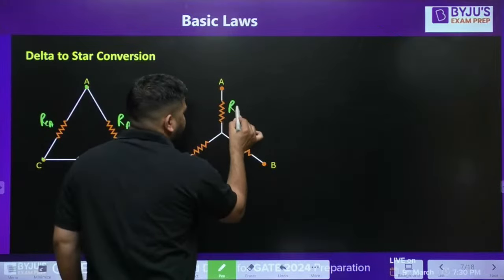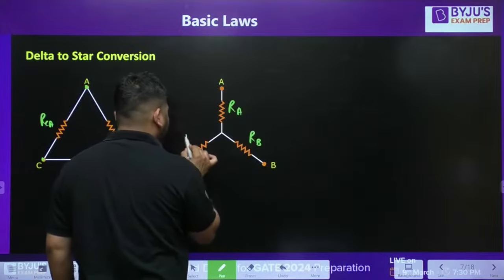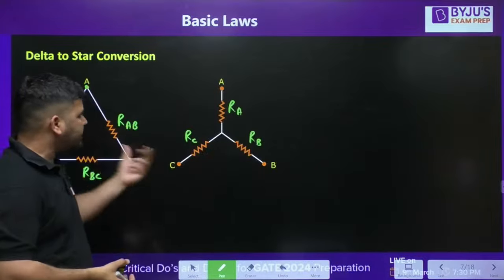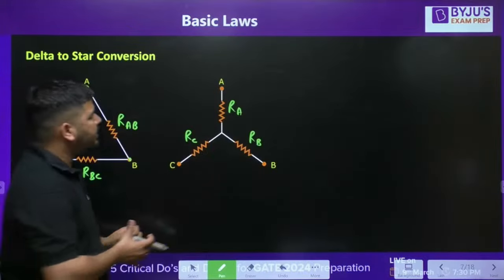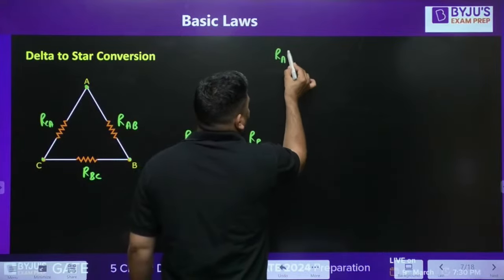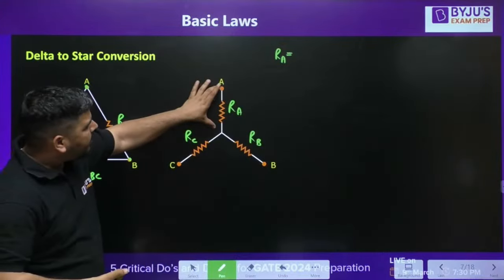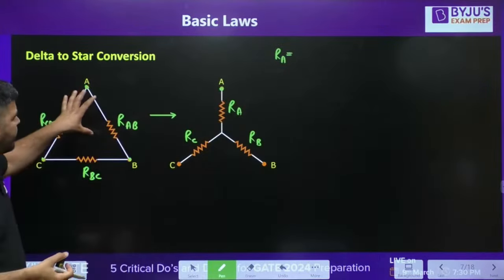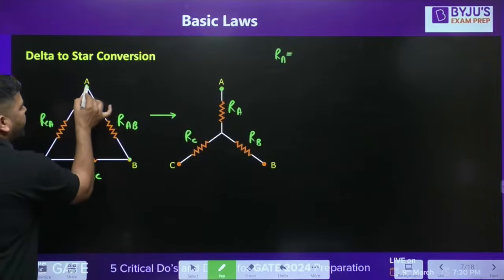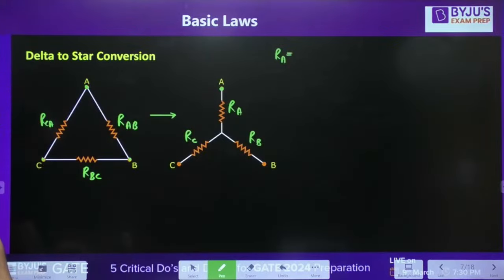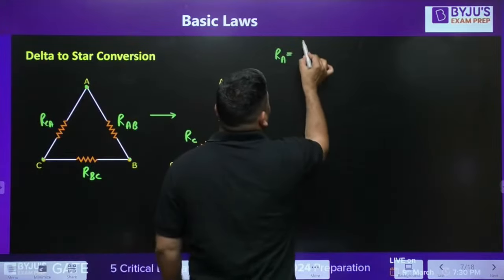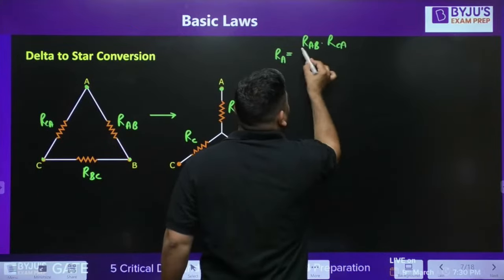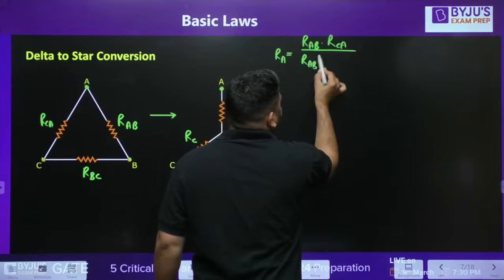We need to calculate RA, RB and RC. How to calculate these three resistances? Now, again, it's very easy. Let's first calculate RA. You can see that RA is connected at point A. And if you look at this circuit, at point A there are two resistances, RAB and RCA. So what you can do is multiply them, RAB into RCA, divided by RAB plus RBC plus RCA.